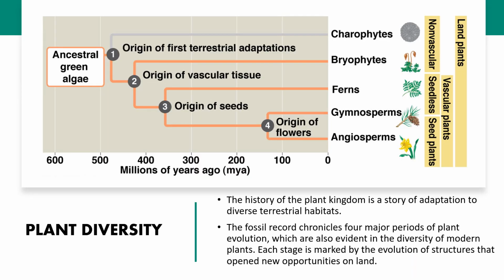So here we see the history of the plant kingdom and the different adaptations that have allowed terrestrial plants to adapt to life on land. And if we look at the fossil record, we can see that there are 4 major periods of plants and different evolutionary steps that led to our modern plants that we see today. Okay, and each stage is going to be marked by the evolution of structures that are going to allow for the plants to move into new areas on the land.